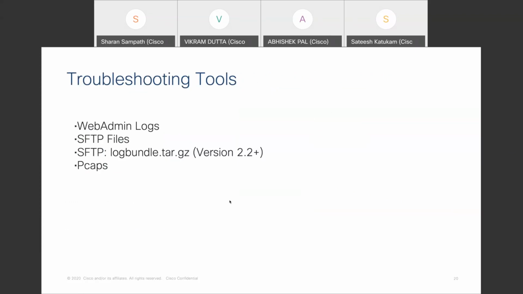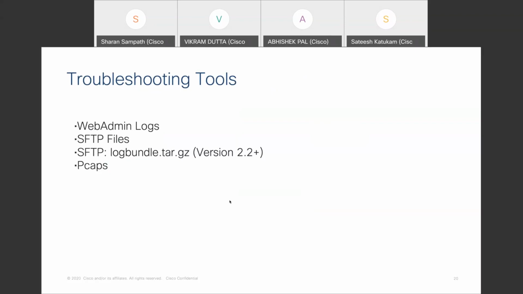Then you have the SFTP files. There is a list of SFTP files which you can use to gather some information about the server. These SFTP files basically help you identify some of the problems, or you can look into certain files like certificates or the private keys of the corresponding certificates, etc. Then you have something called log bundle, which is again an SFTP based file which you can collect for analysis. We'll look a little deeper into it in the coming slides.